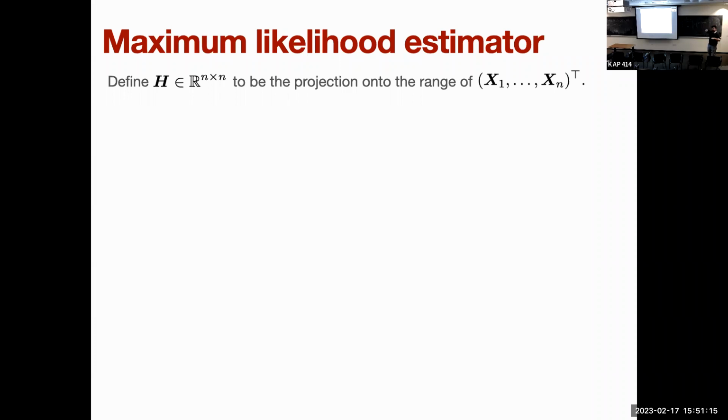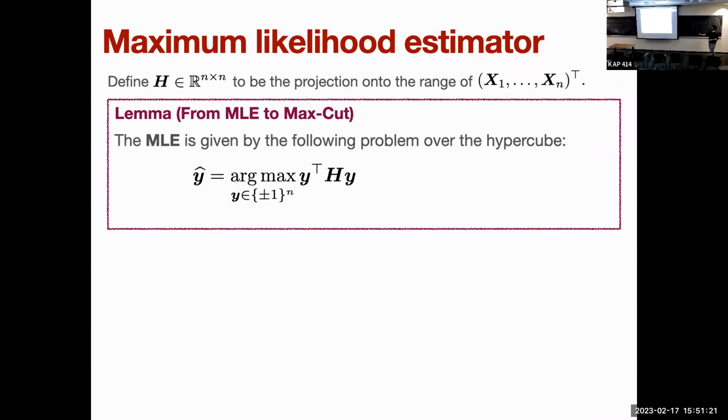So it's just a projection onto that subspace of dimension D. That's going to be my H. Then I can actually write the MLE in the following form. I'm going to maximize this quadratic form with my projection by restricting y to be in the hypercube of ones and minus ones. Okay, so very simple, clean form.